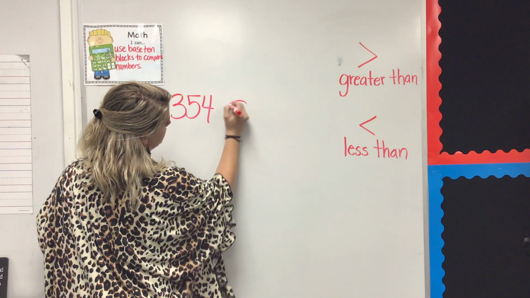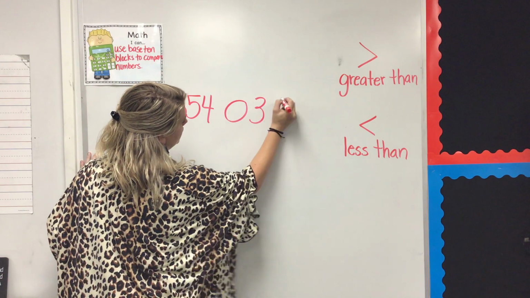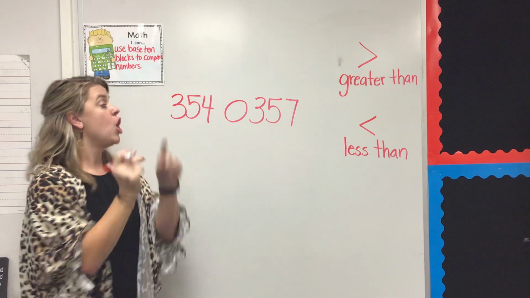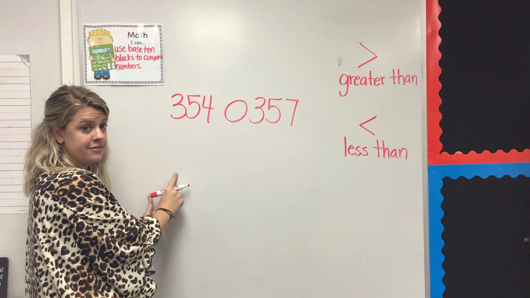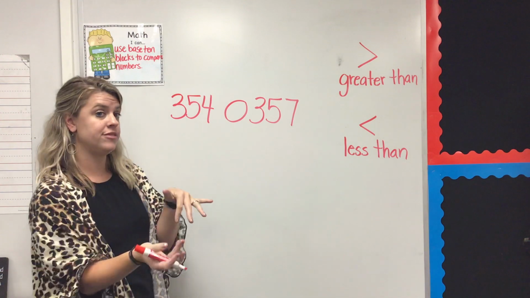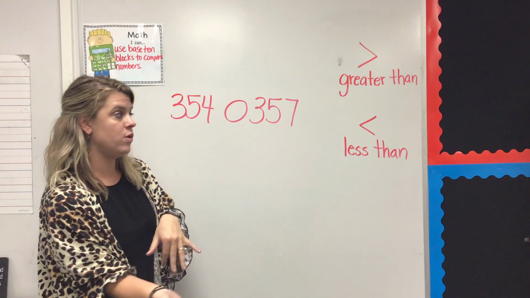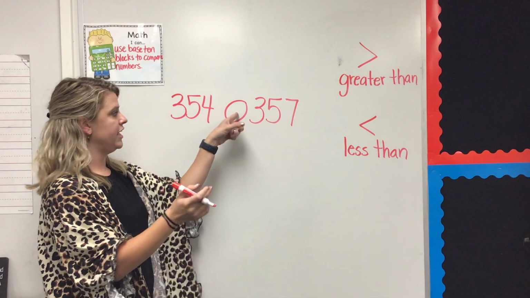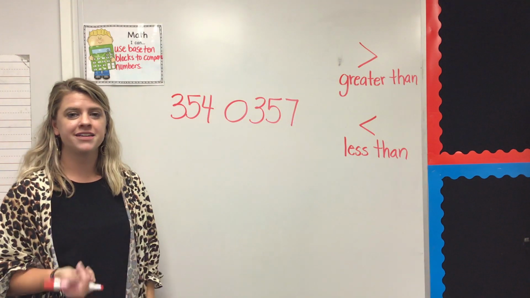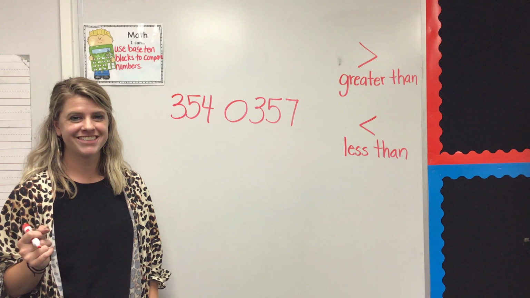$354 is blank 357. All right, here we go. You're going to draw your picture. You're going to start in the hundreds. If that one doesn't work, move to the tens. If that one doesn't work, move to the ones. And then put in your sign, okay? Pause your video. Get to work and jump back in when you're finished.